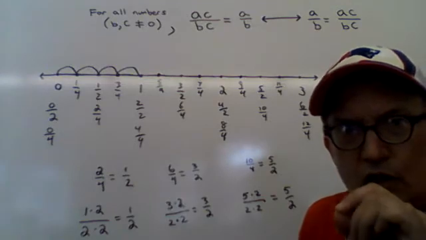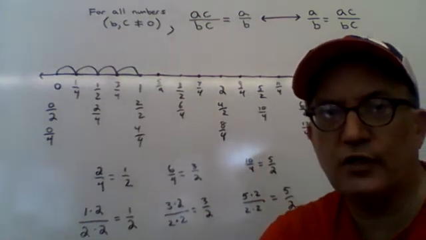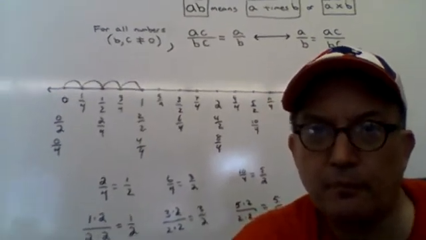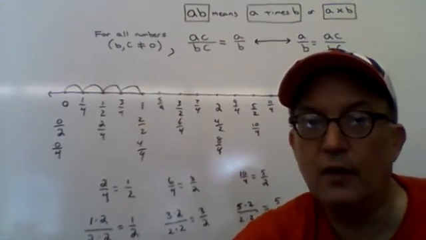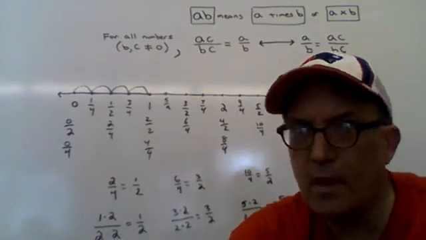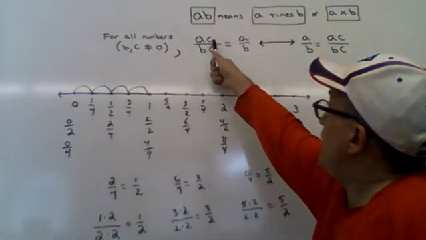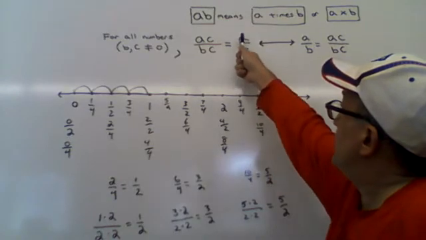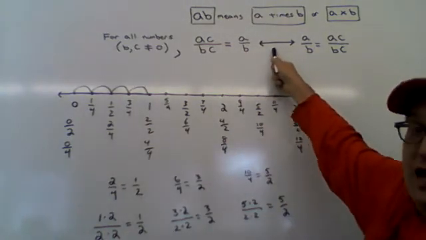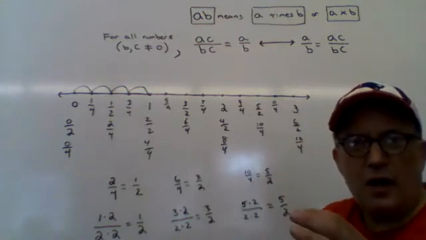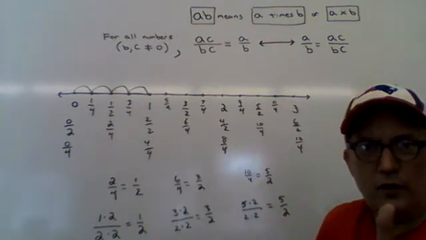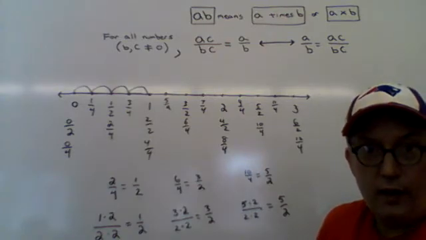But now we're starting to see how this works in general, according to the symbolism that's up above there. According to this symbolism, we see that A times C over B times C is the same as A over B. And by the way, this double arrow here means that the two statements are equivalent. You can say it either way.